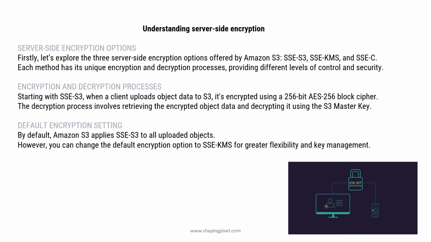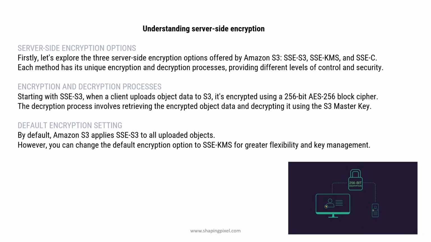If you are using Amazon S3 to store your data, protecting your data is crucial. That's why understanding server-side encryption is essential. Let's dive into the different encryption methods available and how they work. Firstly, let's explore the three server-side encryption options offered by Amazon S3: SSE-S3, SSE-KMS, and SSE-C. Each method has its unique encryption and decryption process, providing different levels of control and security.